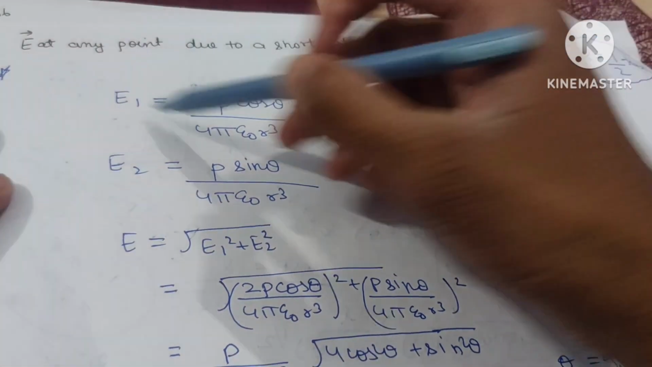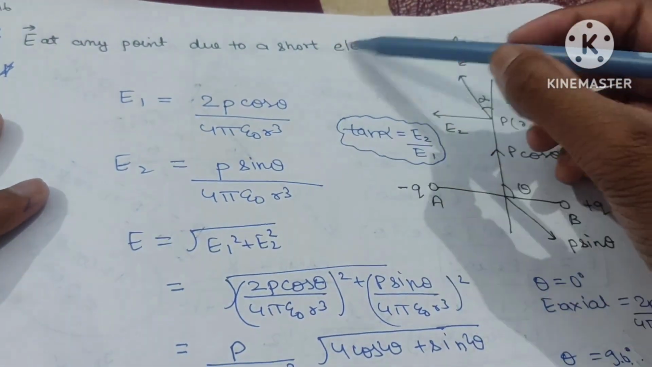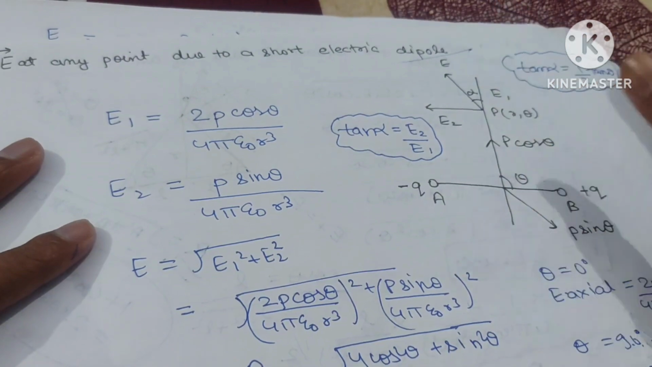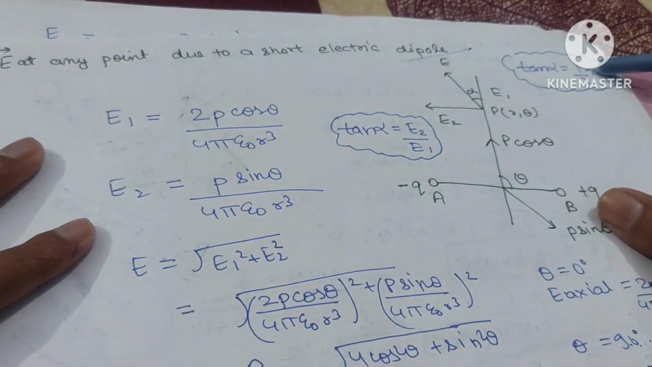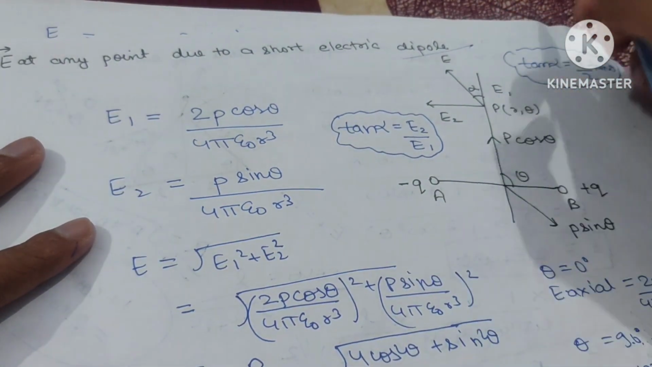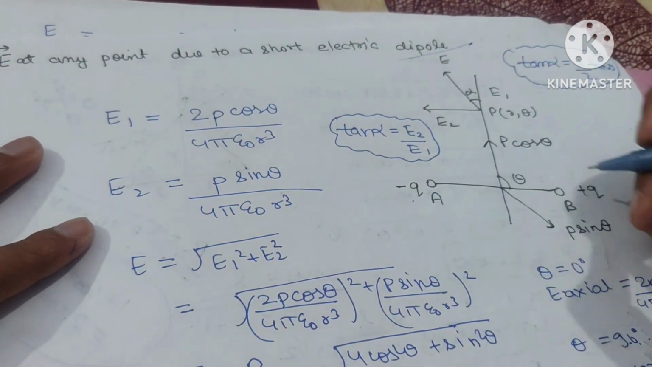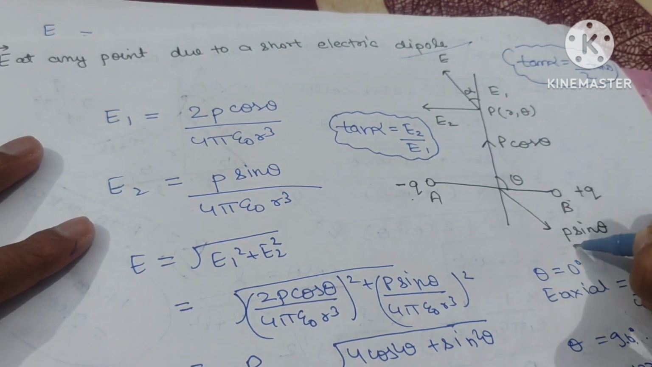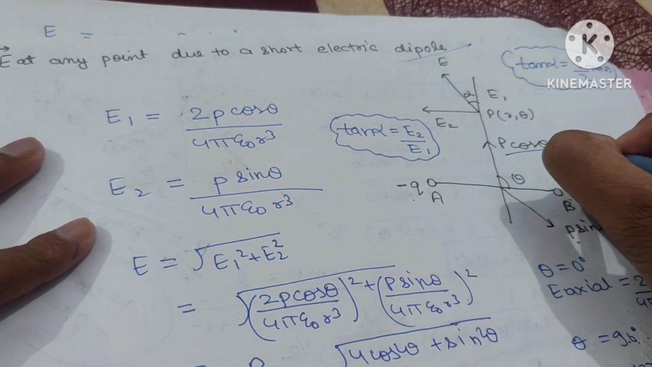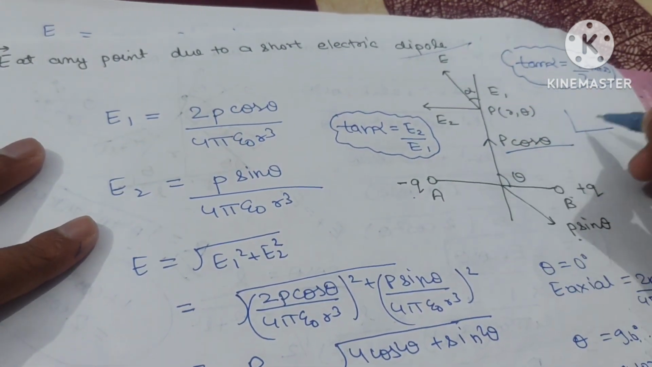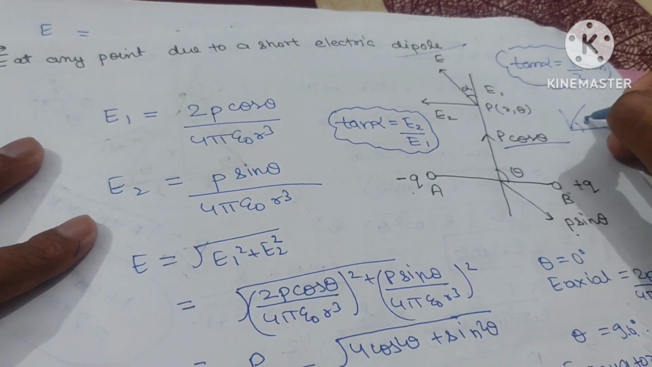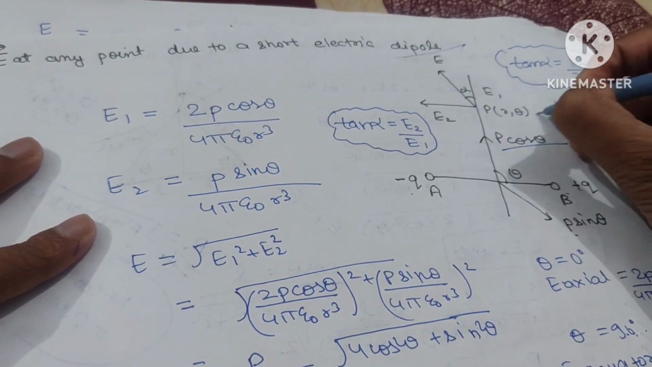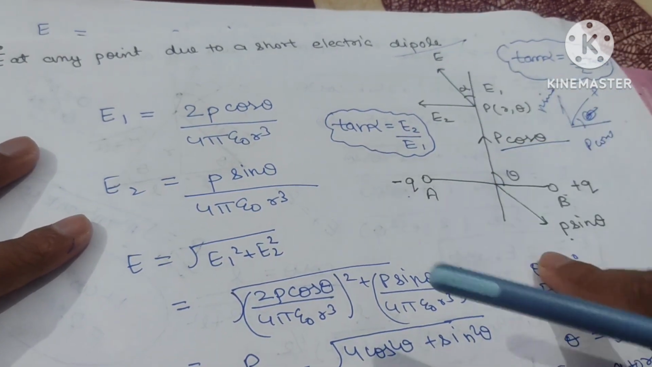Hello friends, today we'll find the electric field at any point due to a short electric dipole. We'll take this figure. This is a kind of component we are extending. If we take minus q and plus q charges, here we take theta, and this extends to p sine theta, and here is p cos theta. So what we did here is just extend the component. Here is p, here is p cos theta, here is p sine theta. That is what we are extending here.